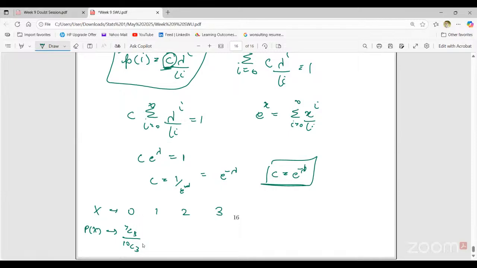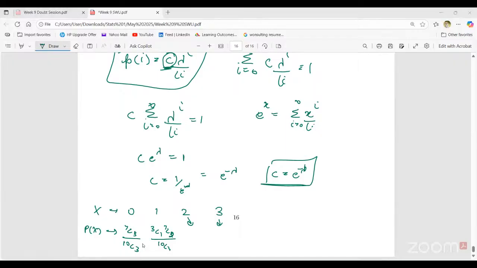Similarly, there is 1 red ball. That means from 3 red balls, I have to select 1 red ball, and the remaining 2 will be from the blue balls, divided by 10C3. Similarly, you have to calculate for 2, then calculate for 3. Okay? Okay, ma'am. Yeah, that's it. Any other doubt?